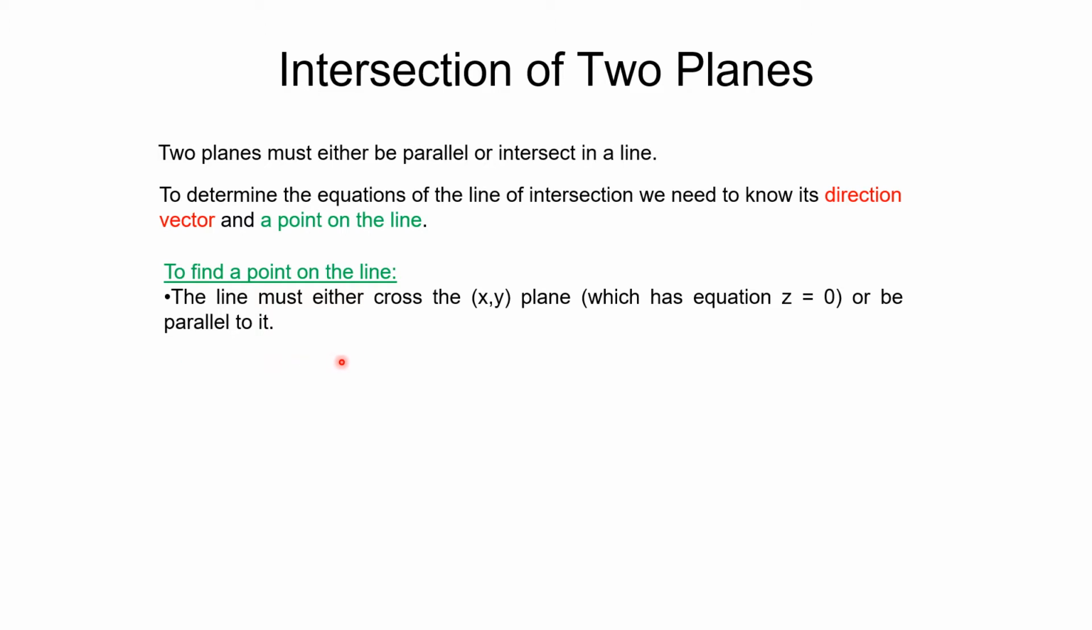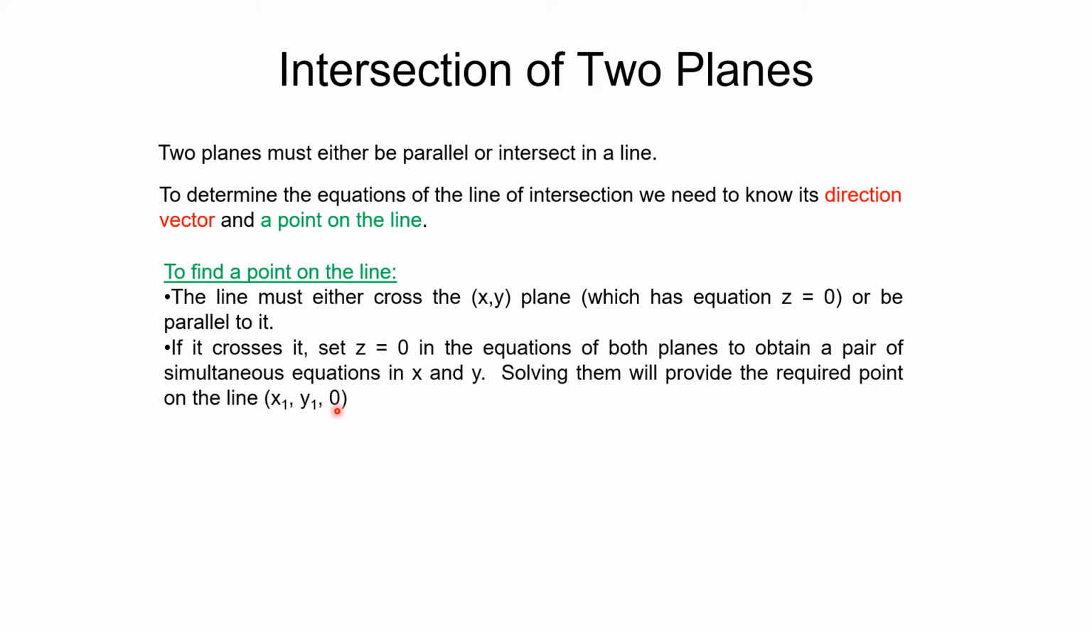So the line must either cross the xy plane or be parallel to the xy plane. First scenario, if the line crosses the xy plane, the assumption is z is 0. When you set z as 0, you can reduce your two plane equations in terms of x and y only, right? Then you can solve these two simultaneous equations and find the point, for example x1, y1, and your z is already set as 0.